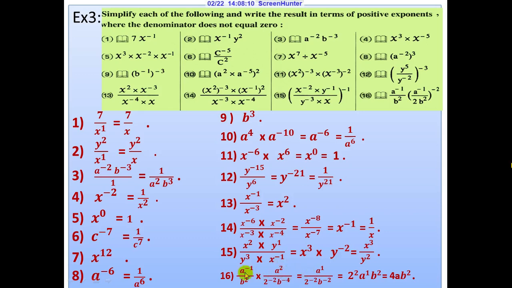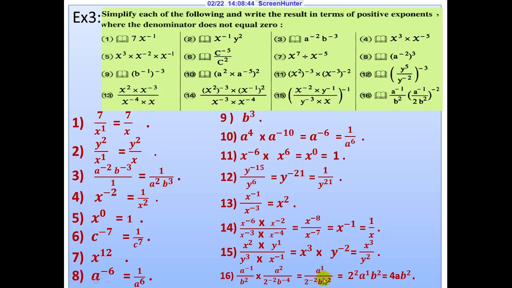Now, when we have two like bases in the numerator, how to simplify them? I told you before, write a and add their powers. It will be equal to a^1. And also when we have the same base in the denominator, we write b and add their powers and keep 2^-2 as it is in the denominator. So it will be 2^-2 times b^-2.